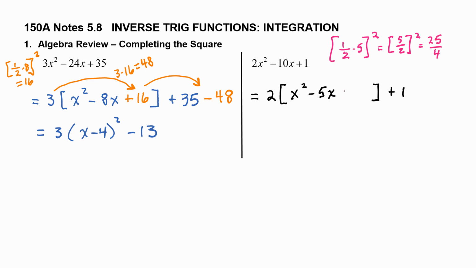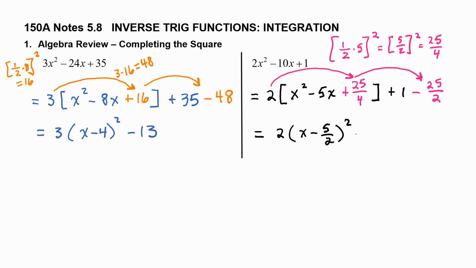So on the inside, I will add 25 over 4. But remember, it's not really 25 over 4 that I added. It's really 2 times 25 over 4, which would be 25 over 2. So to counteract that, I have to subtract 25 over 2. So now, when I simplify this and write it in factored form, I would get 2 times the quantity x minus 5 halves squared minus 23 over 2. Because 2 over 2 minus 25 over 2 is negative 23 over 2.